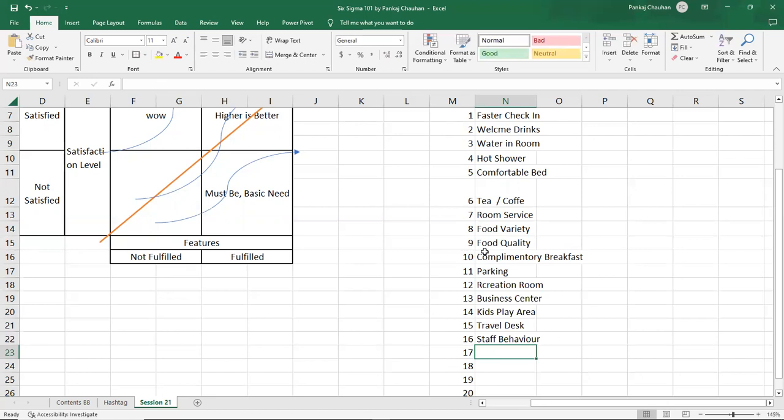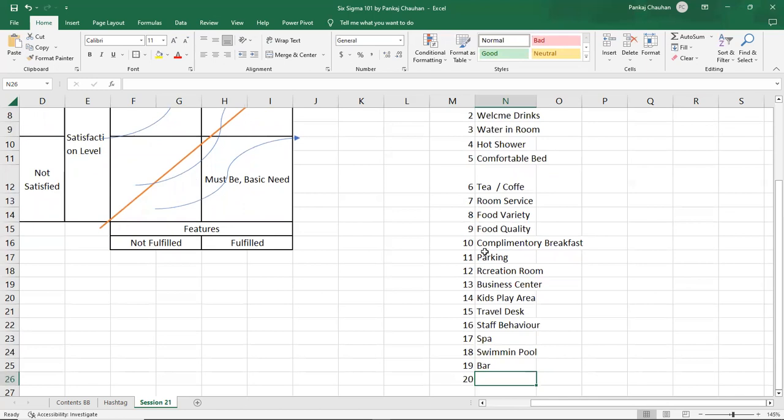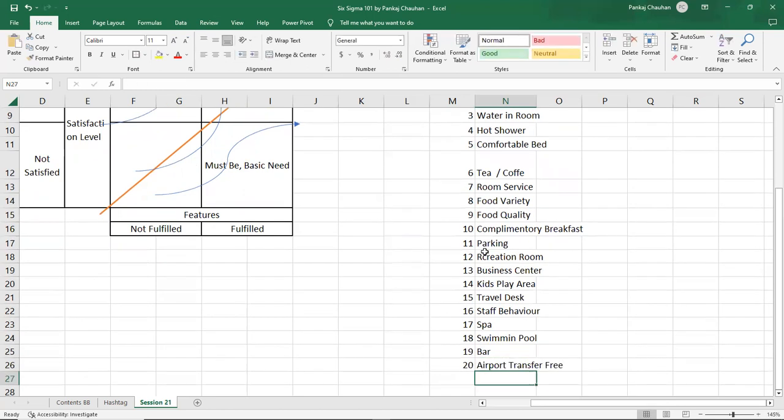Now your work is done. Probably you are looking for something called a spa. Maybe you are looking for a swimming pool. You are looking for a bar. Maybe you are looking for the airport transfer. Maybe let's say that's free. And there are many more.